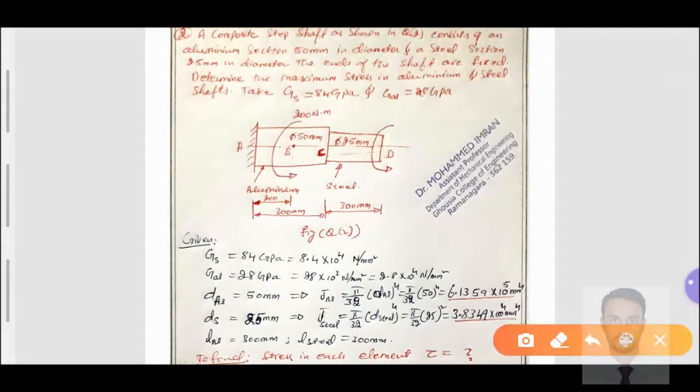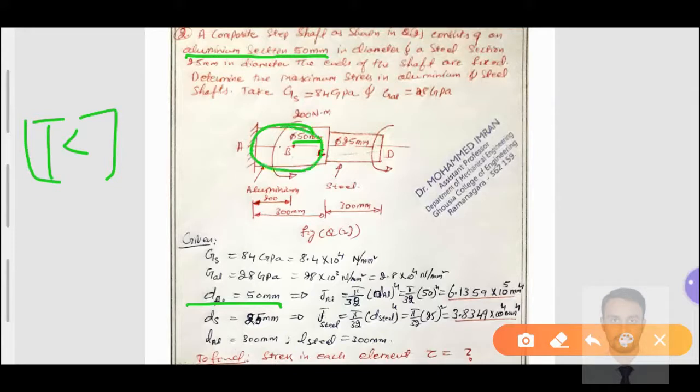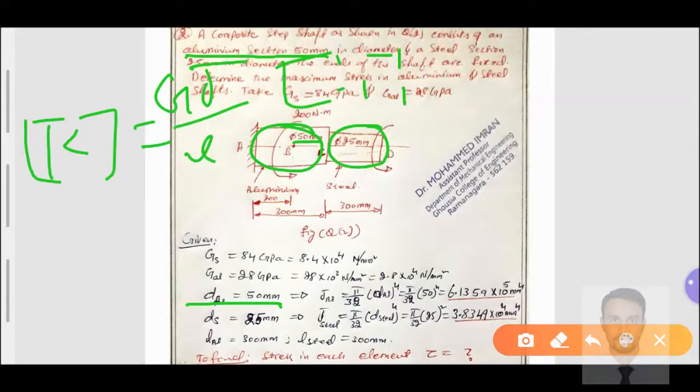Then the diameter of the aluminium section is given as 50 millimeter. We want to find the stiffness matrix of an element, the aluminium element and the steel element. For that we have GJ by L into [1, -1; -1, 1], right?